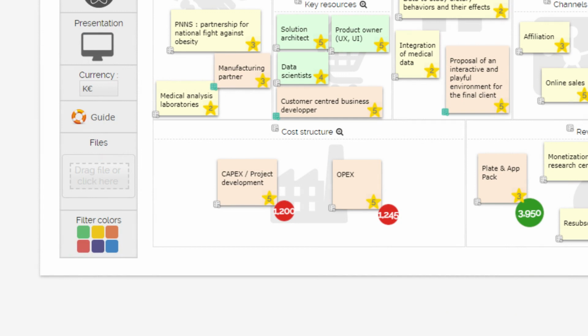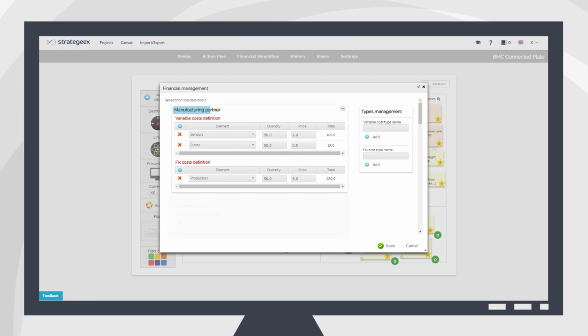Also, in the connected plate project, we have opted for an industrial partnership to ensure the production of the connected plates. We pay this partner in a fixed and variable way. The variable part corresponds to the purchase of sensors, for €2, and plates, for 50 cents, for a volume of 50,000 units. This quantity corresponds to our sales forecasts, defined in the right part of the BMC. The fixed part corresponds to an annuity which remunerates the commitment of the industrialist at our side, independently of our sales volumes, for an amount of €250,000.